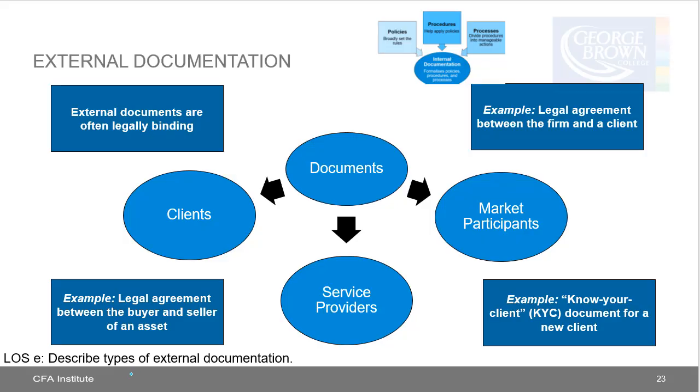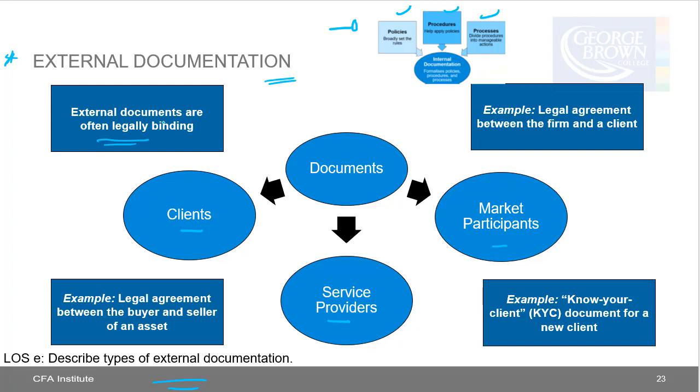Learning outcome statement E is describe types of external documentation. So now we're moving into documents that are external to the company. Remember the internal documents: policies, procedures, and processes. Now we're moving to external documents. These are interactions with clients, service providers, market participants, entities that are external to the company. External documents are often legally binding and aim to articulate business relationships and obligations undertaken by the parties involved.